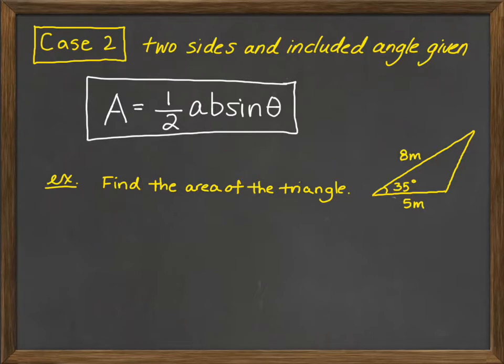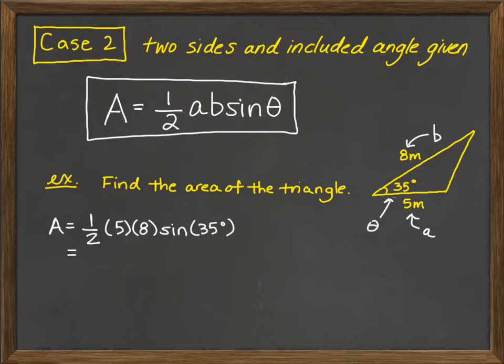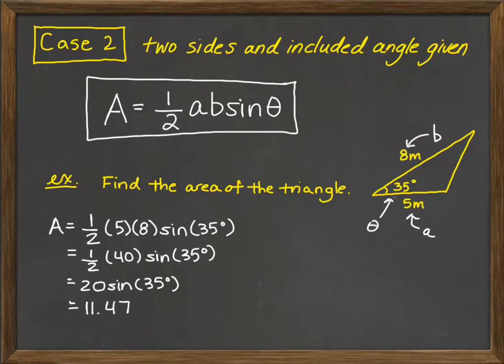So let's look at the following example. Let's let 5 be a and 8 be b, and let's let this 35 be theta. We just plug this into the formula. The area is equal to 1/2 times a times b times the sine of 35 degrees. If we clean this up, we get the area is equal to 1/2 times 40 times the sine of 35, and then finally 20 times the sine of 35. And that's going to be, drum roll please, sine of 35 times 20. So that's going to be 11.4715.